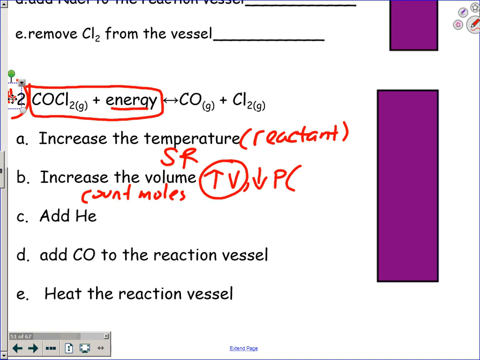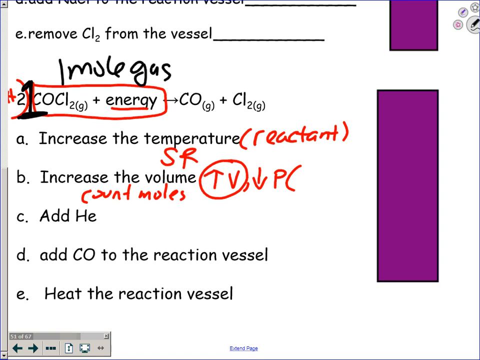This is number 2. How many moles of gas are over here? 4. Mm-hmm. Are you tripping? What are you talking about? Look at this. What coefficient is in front of COCl2? Oh, yeah, 1. A 1. Sorry, it's kind of hard to see right there. But yeah, there's a 1 there. So there's only 1 mole of gas because you're counting coefficients. Olivia, how many moles of gas are over here?